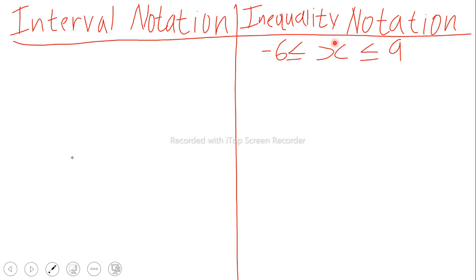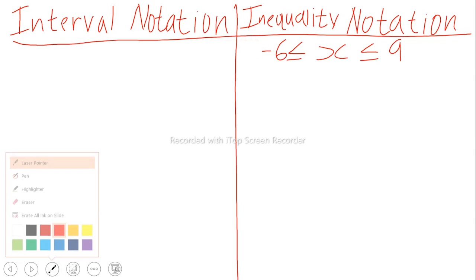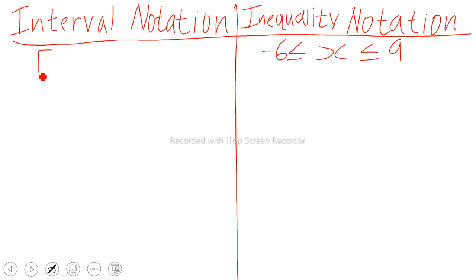Remember, this is saying that x is going to be between -6 and 9, but we include the -6, and we also include the 9. So in interval notation, we include -6 and we include 9. That's how we would write this inequality in interval notation. Awesome. Let's write it down.